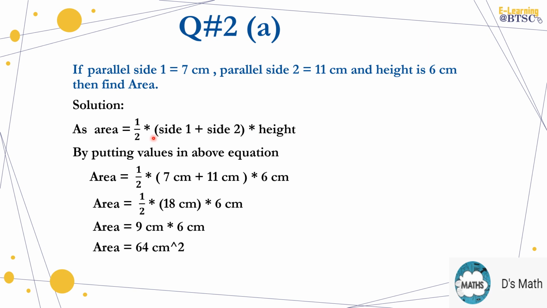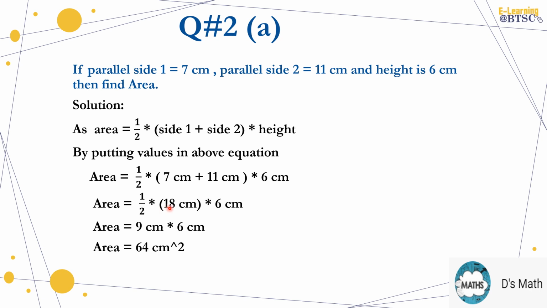So we will put the given values inside the formula. Okay, what was the length of side 1? That was 7 centimeter. What was the length of side 2? That was given 11 centimeter, times height. What was the height given? That was 6 centimeter. Now we know that first we will solve the bracket. We will add the values. 7 plus 11 will be 18, and times 6 will be as it is. Now you can cancel 18 with 2, or you can cancel 6 with 2. That is your choice, whichever cancellation you prefer.